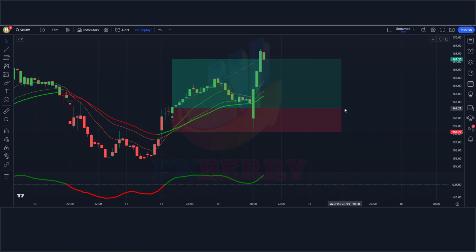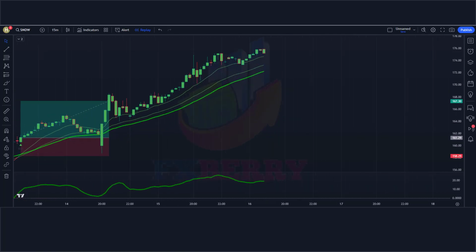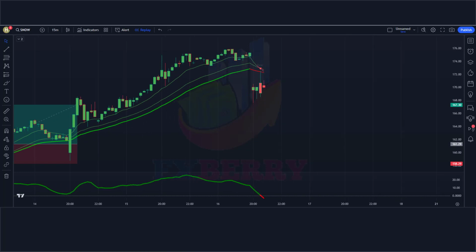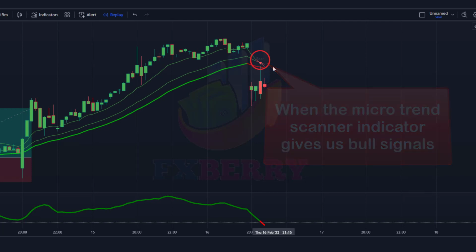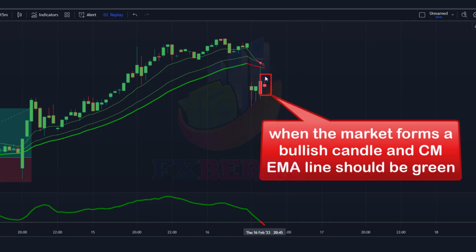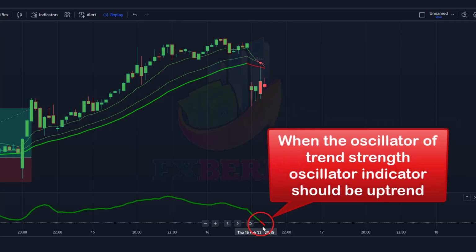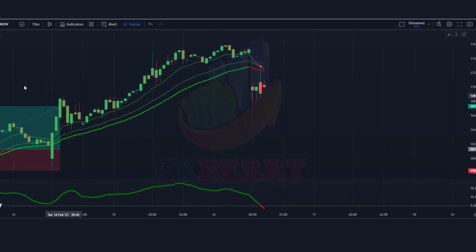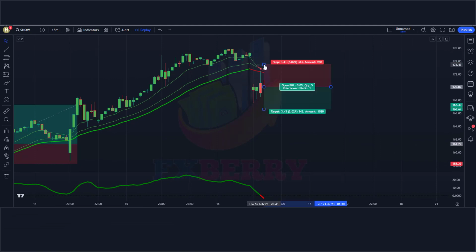The market has completely hit the target. Now let us understand short position. When the micro trend scanner indicator gives us bear signals, when the market forms a bearish candle and CMEMA line should be red, when the oscillator of trend strength oscillator indicator should be downtrend, if this condition is fulfilled, then we will place sell order. Our stop loss will be placed at the higher line of all EMA lines. And the risk to reward ratio will be 1:2.